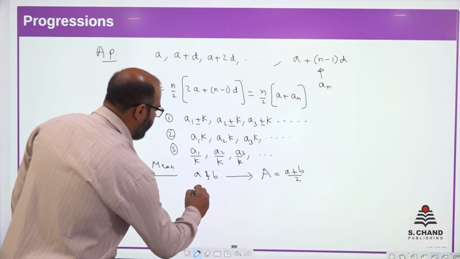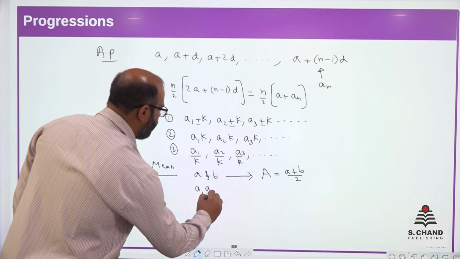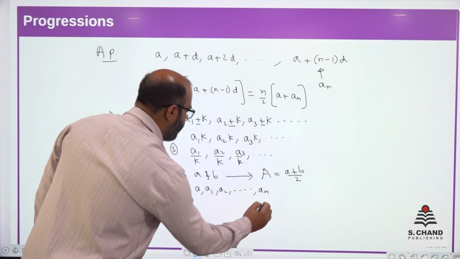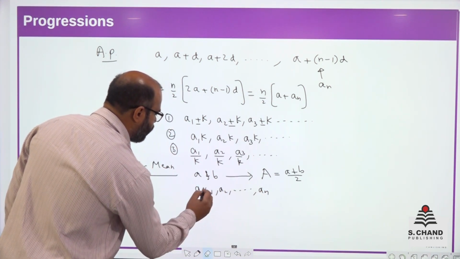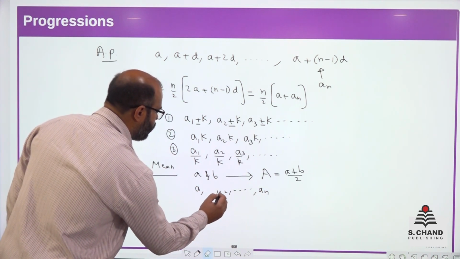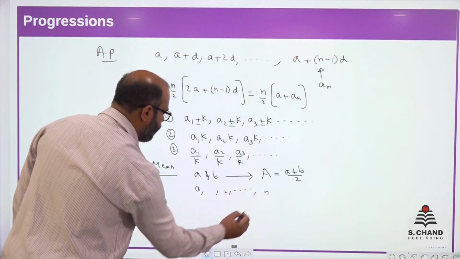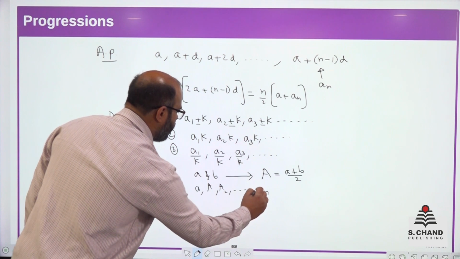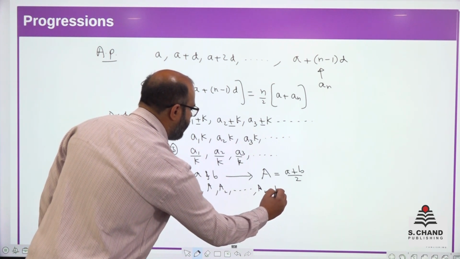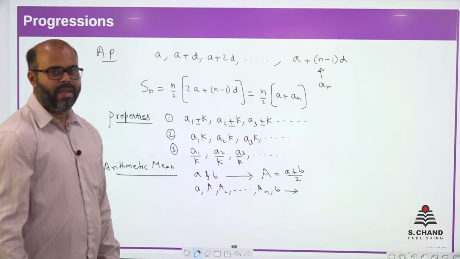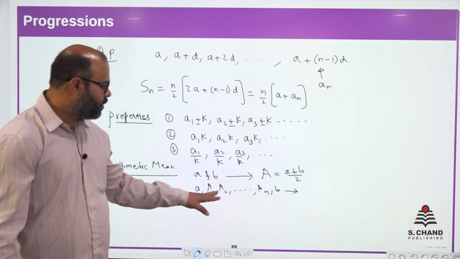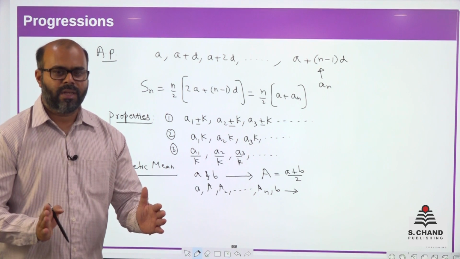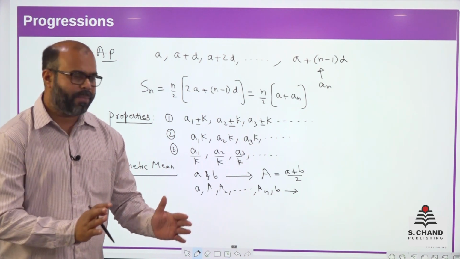And if you want to find n arithmetic means between A and B, generally we denote them by capital letters, so I will also denote them by capital letters: A1, A2, up to An. These are the arithmetic means between A and B. How many arithmetic means? n arithmetic means. So this will form an AP. If there are n arithmetic means between A and B, then the resultant series is an AP.